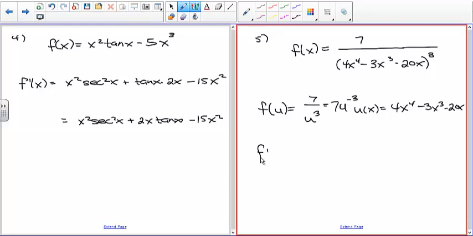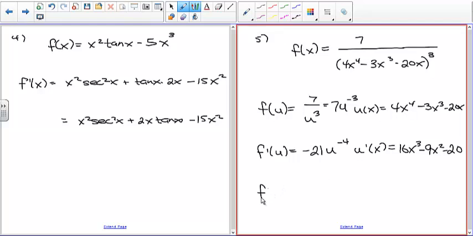So then we take the derivative here with respect to u. So you get negative 21, negative 3 times 7, u to the minus 4. So you reduce the exponent by 1. And here we just use polynomial differentiation. So 4 times 4 is 16, so we get 16x cubed. 3 times 3 is 9, minus 9x squared. The derivative of 20x is 20, so that's what we get.